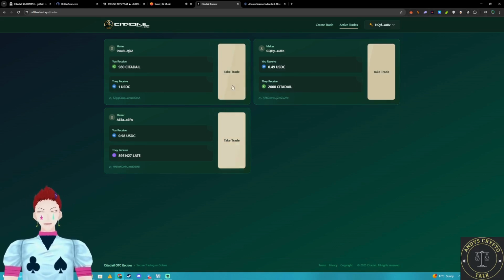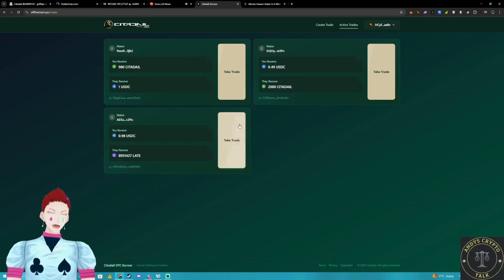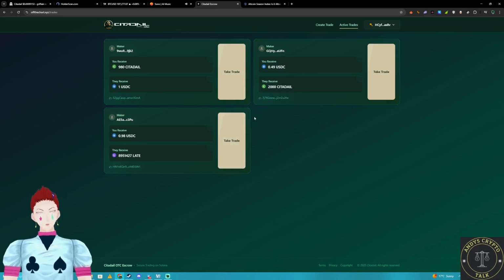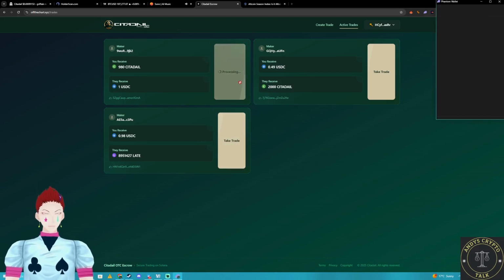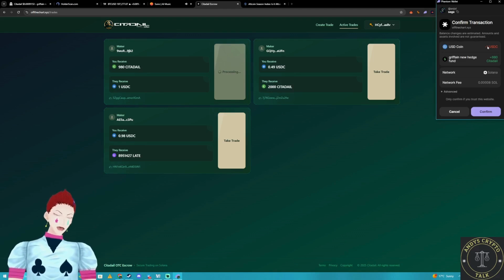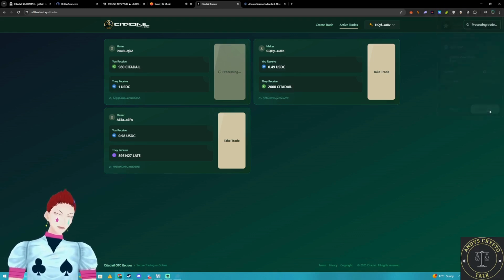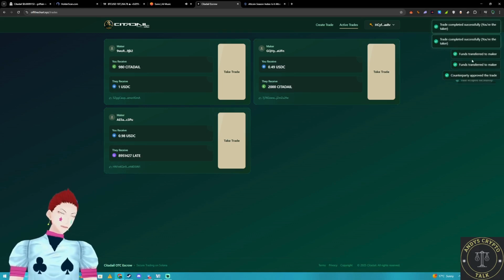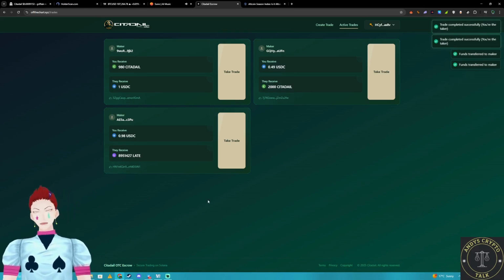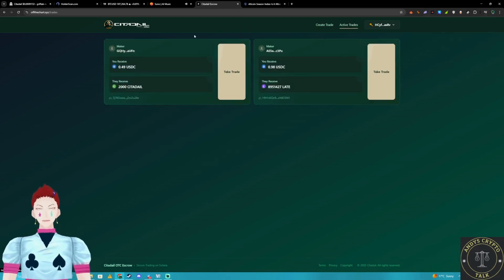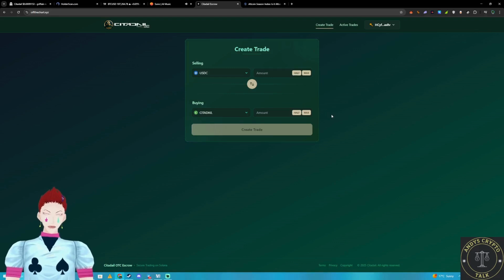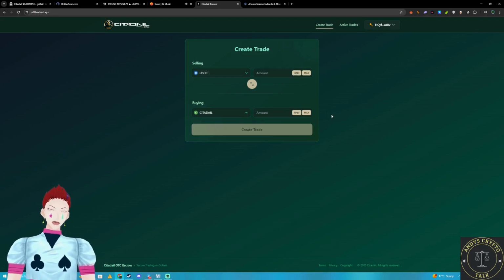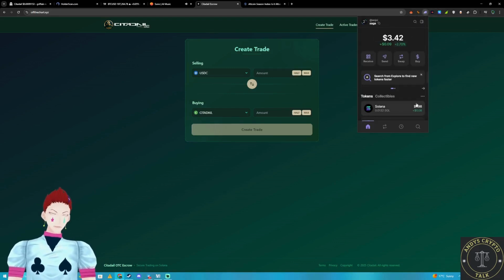Normally I think there'll be an option of these being private or public. Again, we're still in the early days with the app, so be patient with these guys. So 1 USDC for the 980 Citadel, and that's it. I approve it. The funds are all transferred to the maker and the taker. The trade is complete, and then we will see it out of the active trades pool. As you can see, a very fast acting platform, very smooth transitions.